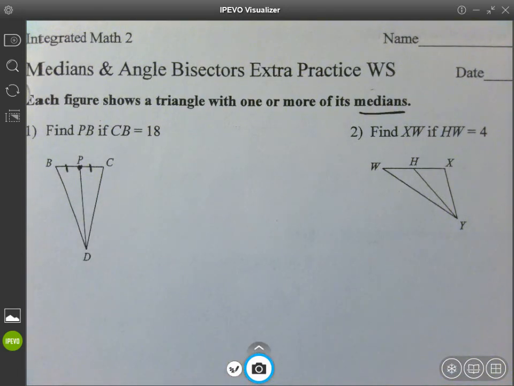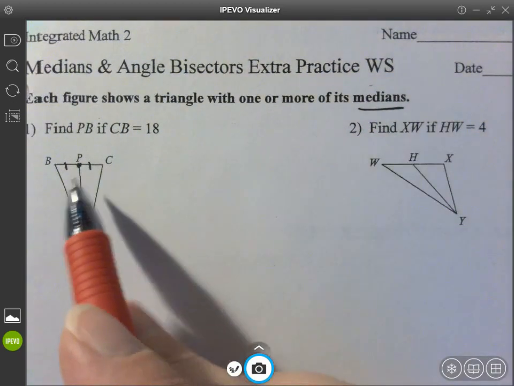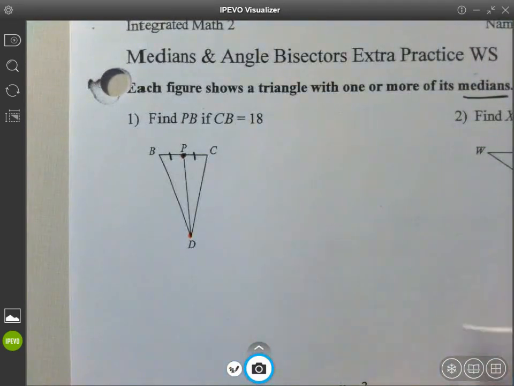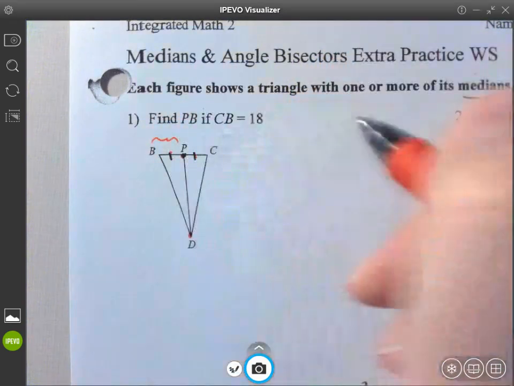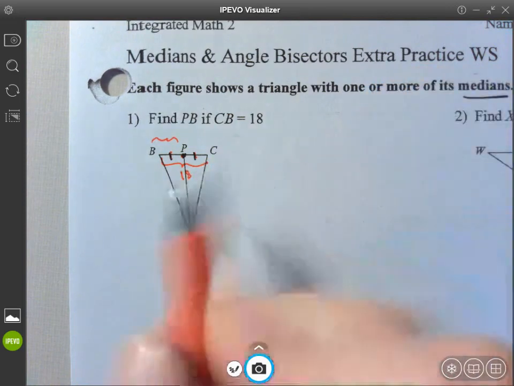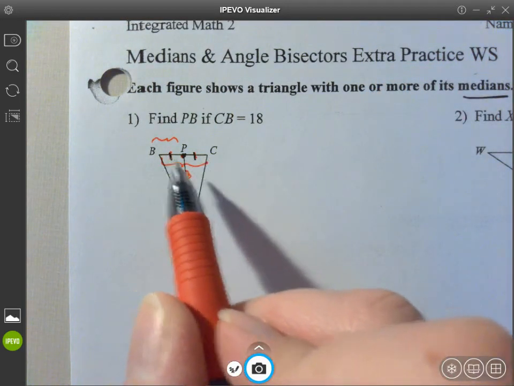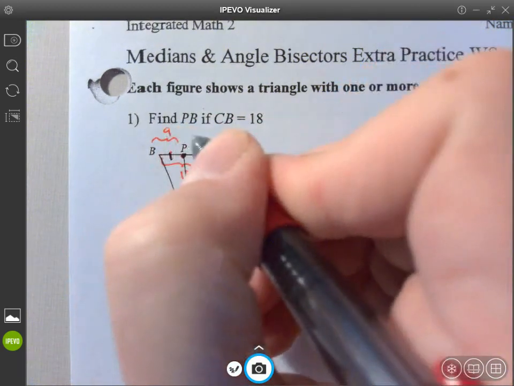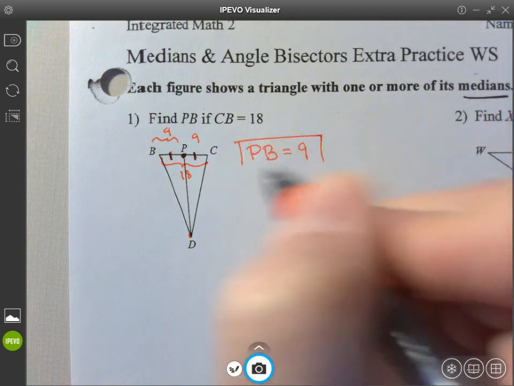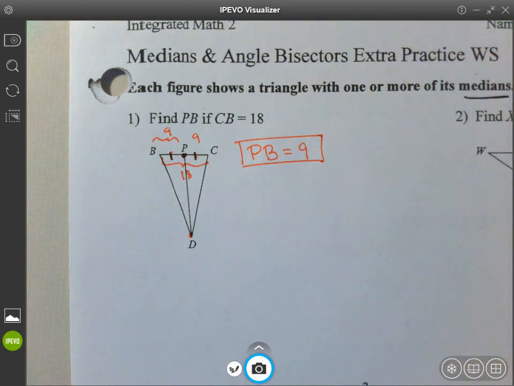So what I have in the first problem is a reminder that you're looking for a median, and so we're going to assume this line in the center from here to here is a median, and if that is true, then we would mark these pieces congruent. So in this one, it says find PB right here if CB, the whole thing, is 18. So this whole length is 18, but we have two equal segments, then each piece would be 9. So PB equals 9 units. And so that one, there wasn't much to do. So I'll leave number 2 for you.